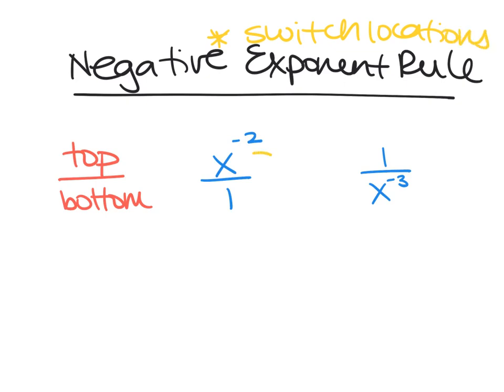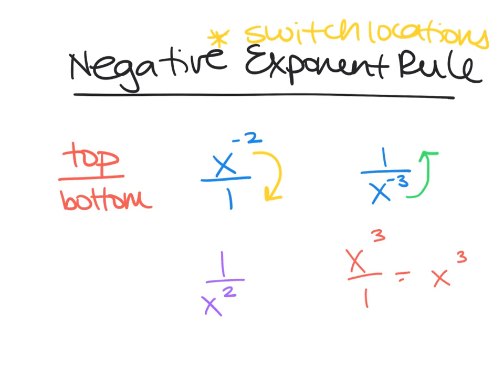So if you have x to the negative 2, it was on the top, you're going to put it on the bottom. So now you have 1 over x squared. Here, because that negative 3 is on the bottom, you're going to move it to the top. So that would give you x to the positive 3 over 1, which of course is just x to the positive 3. Okay, so if it's on the top, it goes to the bottom. If it's on the bottom, it goes to the top. That's what I mean by switch locations. Let's do some examples here.